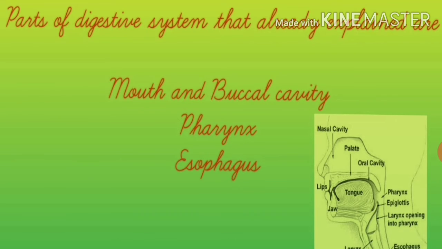Now below that you see one structure, it is called the epiglottis. What is the epiglottis? The epiglottis is a leaf-shaped flap located behind the tongue at the top of the larynx or voice box. Larynx is called the voice box. The main function of the epiglottis is to seal off the windpipe during eating so that food is not accidentally inhaled.